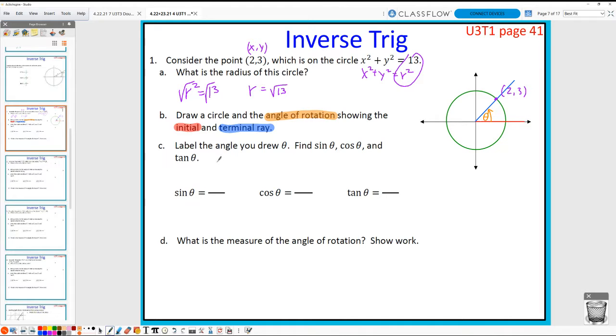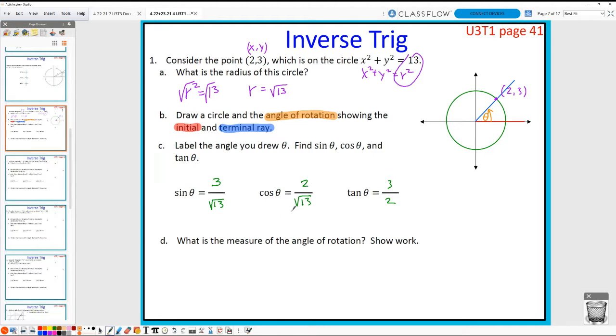Okay? So, using what I have, I can figure out all my values because I have my x, I have my y, I have my r. So, this is the part that we just did. My sine of this angle is y over r, which is 3 over root 13. My cosine is 2 over square root of 13. My tangent is y over x, which is 3 halves.